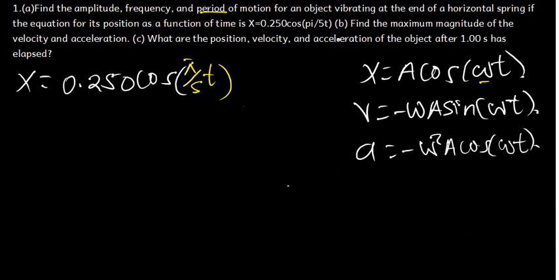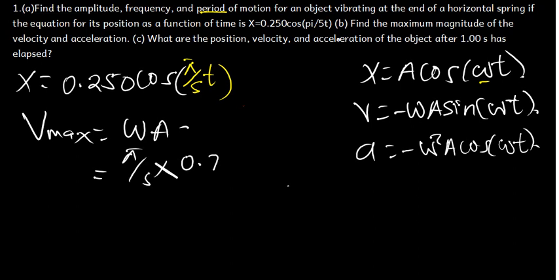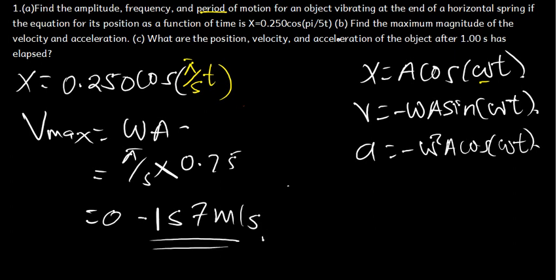The formula which is going to give us the maximum velocity is omega times A. Omega is basically pi over 5, and the amplitude is 0.25. So we get the maximum velocity as pi over 5 times 0.25. I'm getting my maximum as 0.157 meters per second. That is my maximum velocity.